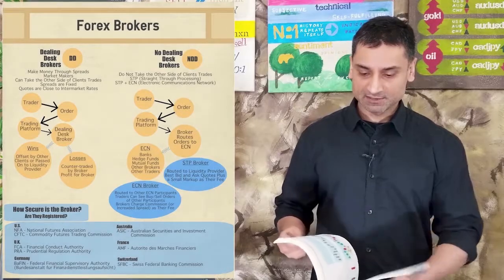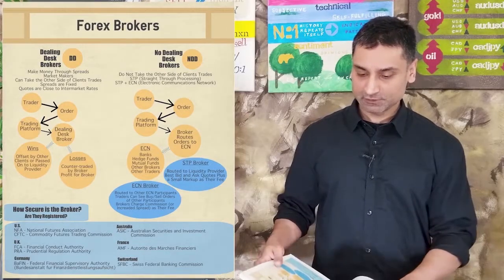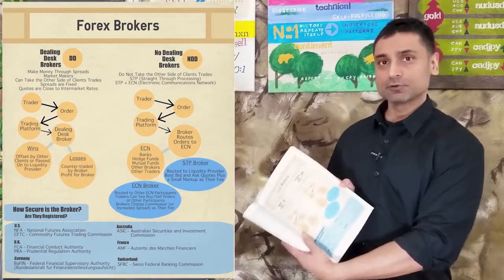Hey, in this lecture, we're going to go over how to choose a broker. There are two main categories of brokers, no dealing desk brokers and dealing desk brokers. Let's cover the dealing desk brokers first. And to follow along, you would be on the page Forex Brokers.